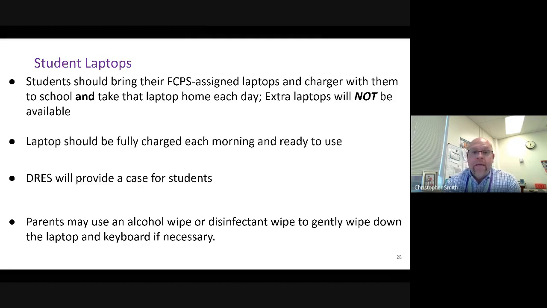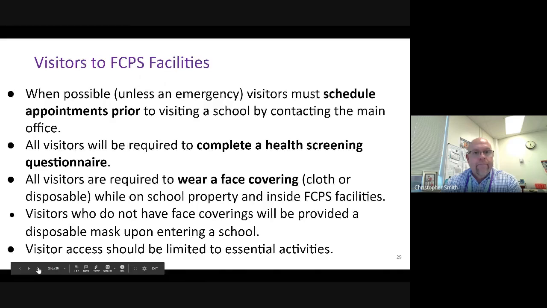Again, we'll give them that case. The charger fits in there, but they really need to bring it charged, as the folks said. And then each day bring that charger and laptop to school. Again, we'll provide the case.